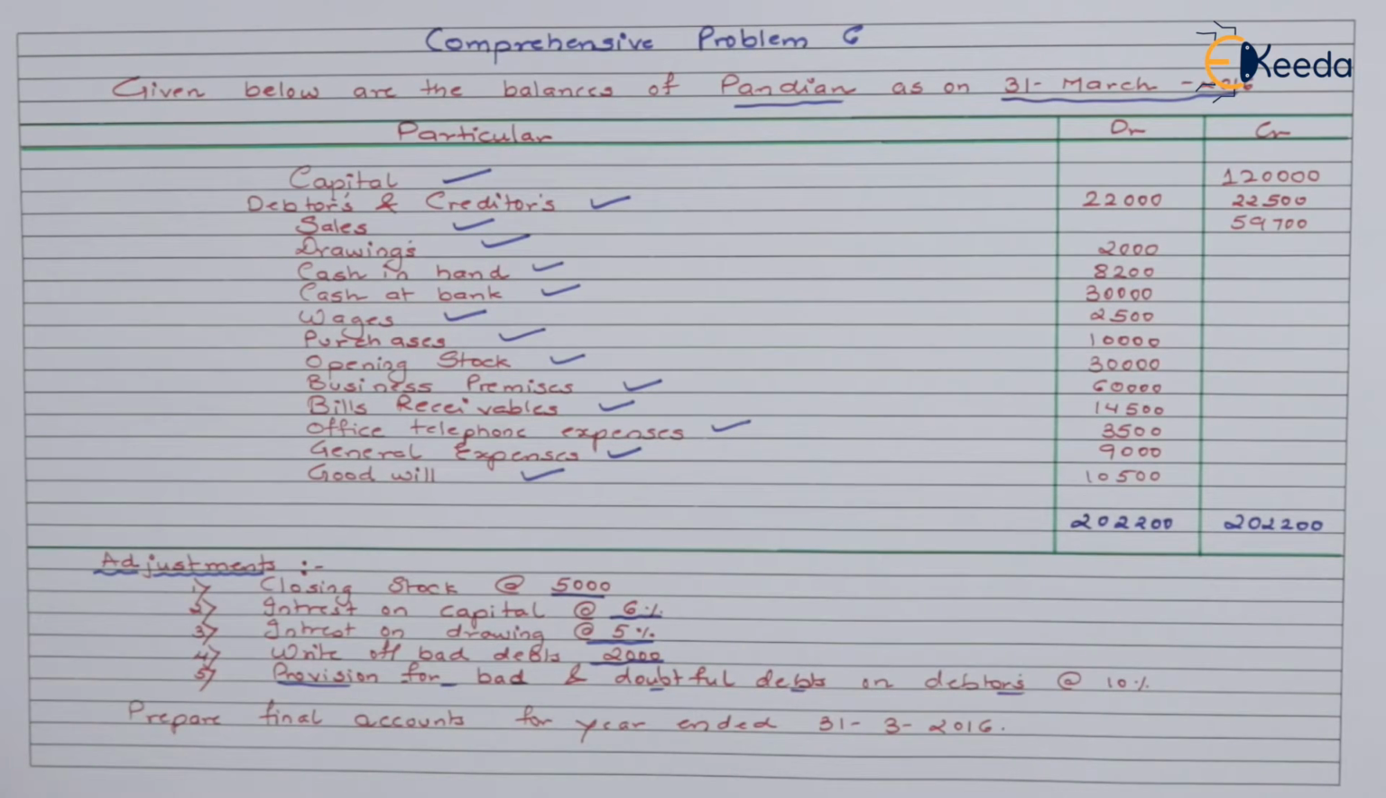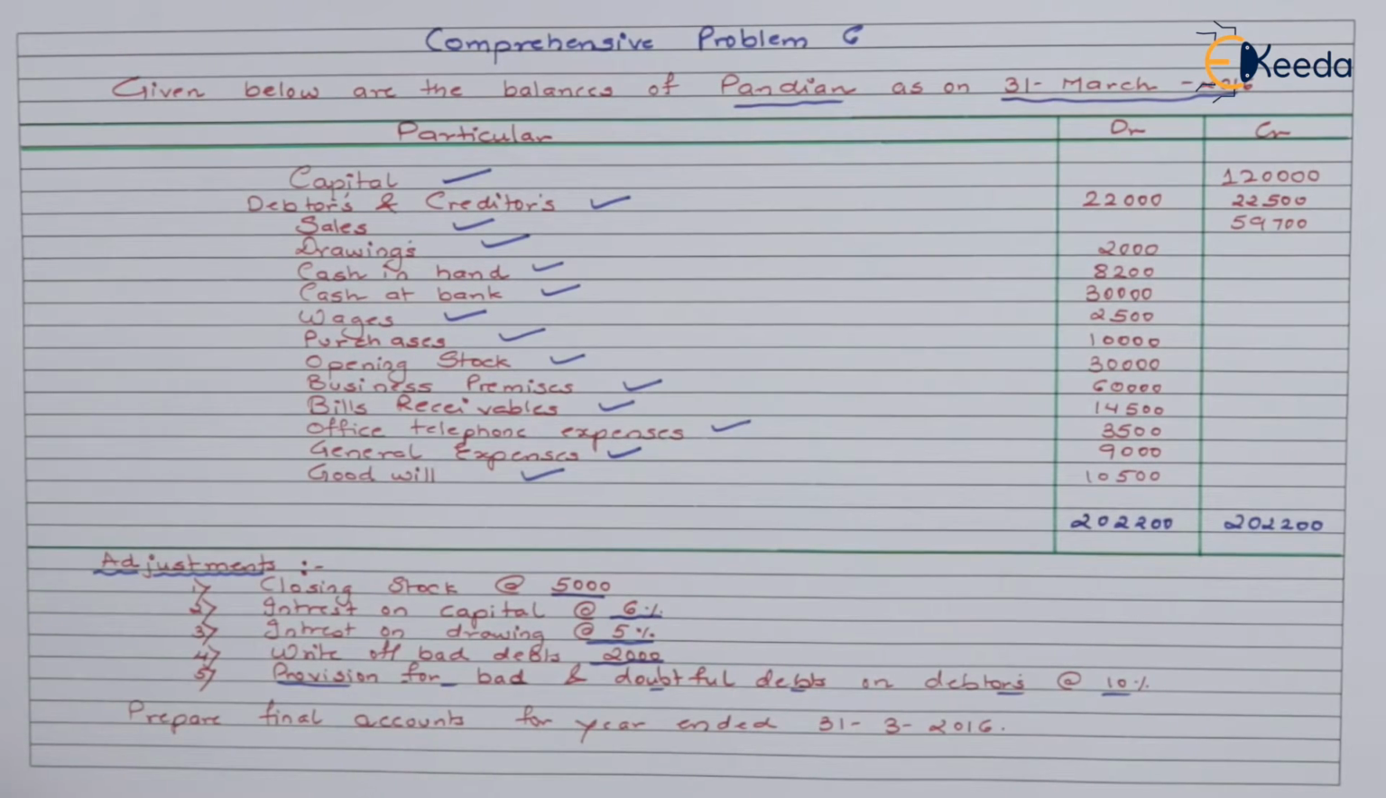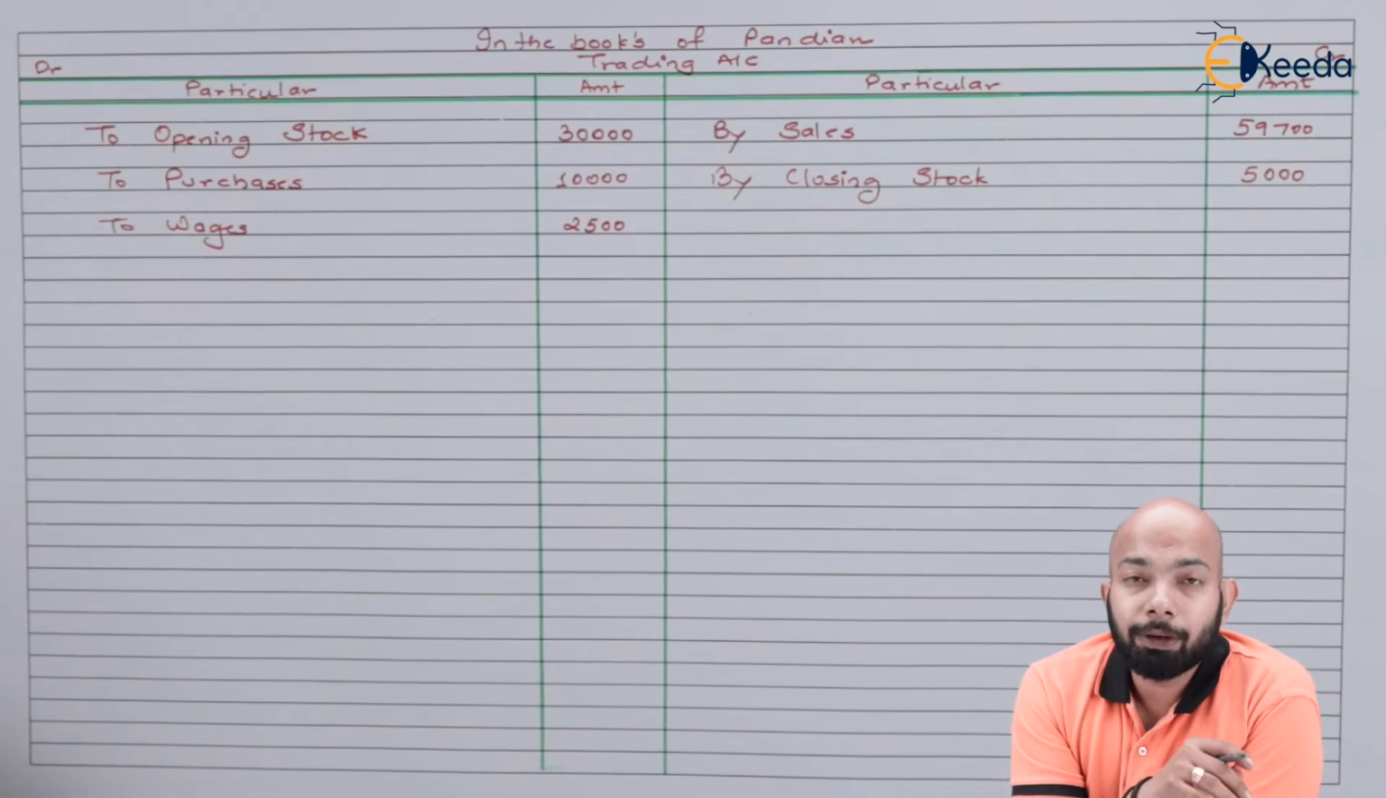Provision for bad and doubtful debts on debtors is supposed to be created at the rate of 10%, which is again an expense, or rather a provisional expense for us. We have to prepare the final accounts for the year ended 31st of March 2016 for Panadian. So let's start with the preparation of the trading account. The trading account details have been provided here. We just have to go ahead and read it.